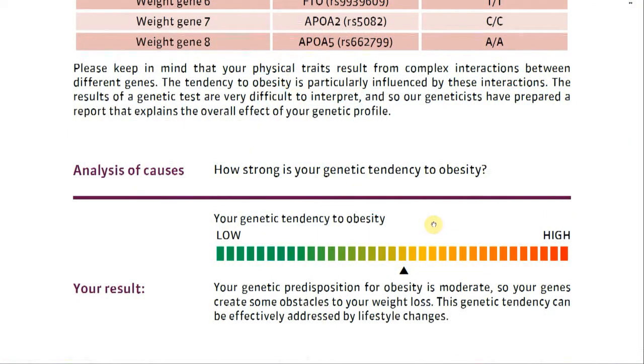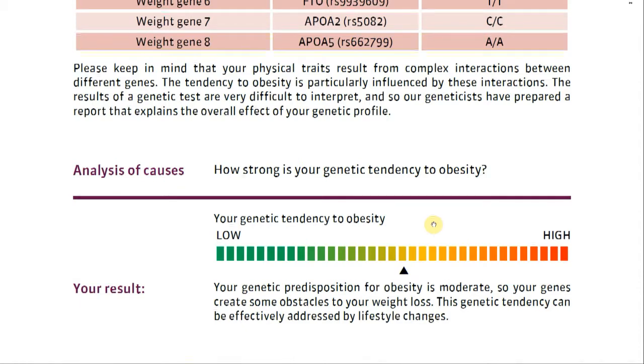And here is part of the story. So we have tested the genes. We know that some of them predispose you to being overweight and some of them do not. Now, this arrow here will show you where you are situated. So do check your own booklet where your arrow is, because it will likely be different than the one we have in the report here.